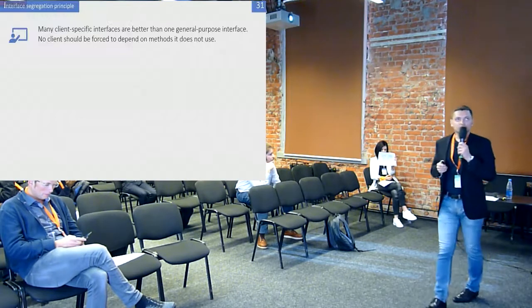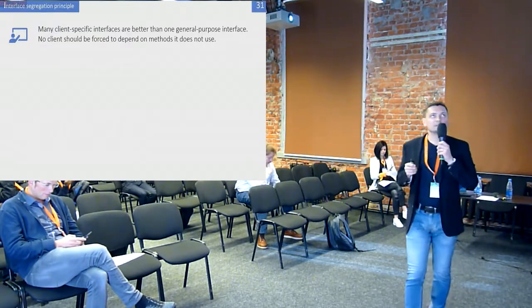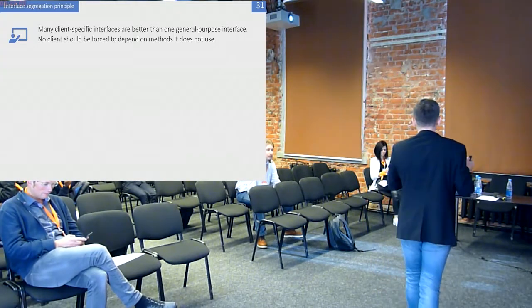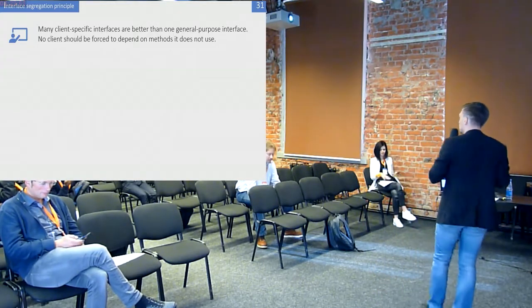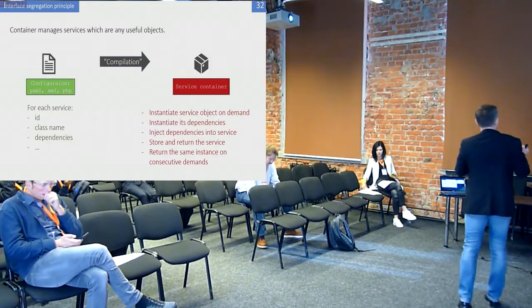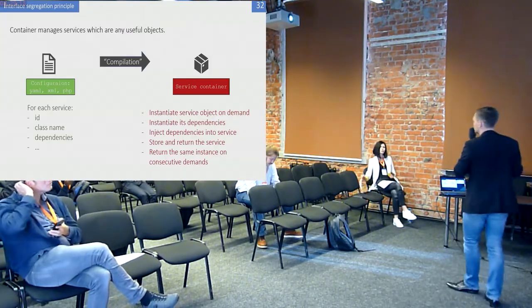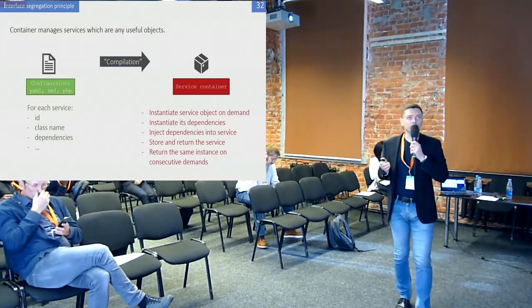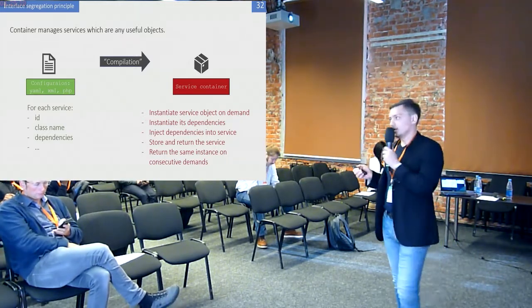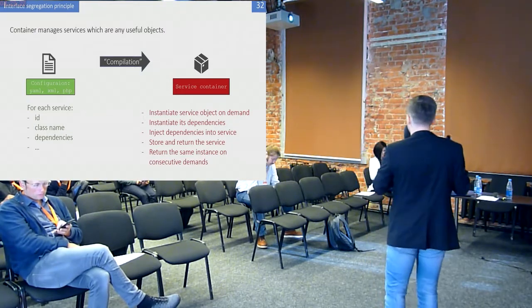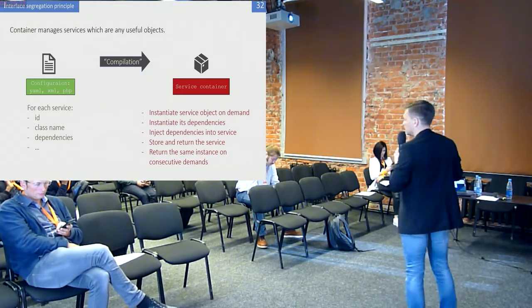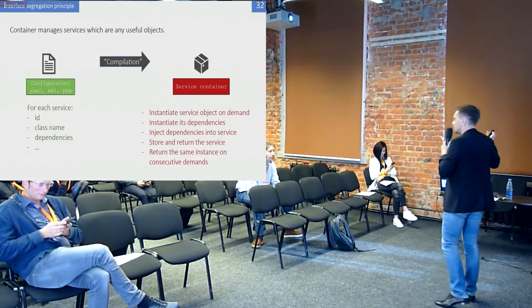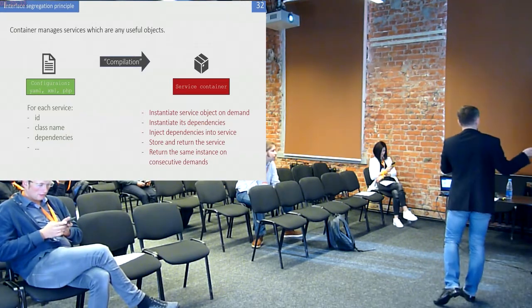Interface segregation principle advises that client-specific interfaces are better than one general-purpose interface, because no client should depend on methods it doesn't use. Consider the dependency injection component of Symfony. In your application, there are a lot of useful classes, useful objects that are services, like mailer, which helps you to send emails, entity manager, which helps you to persist data in a database, etc.